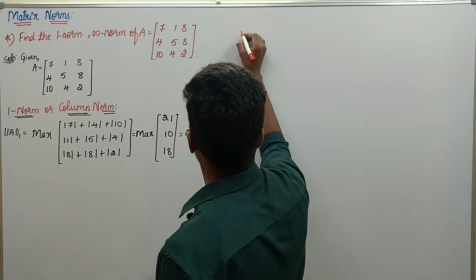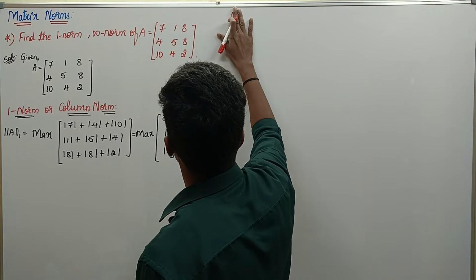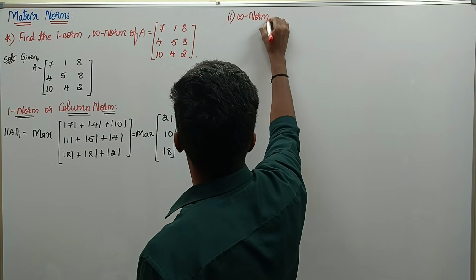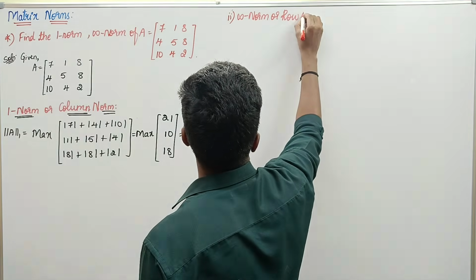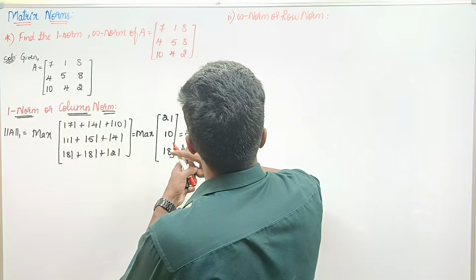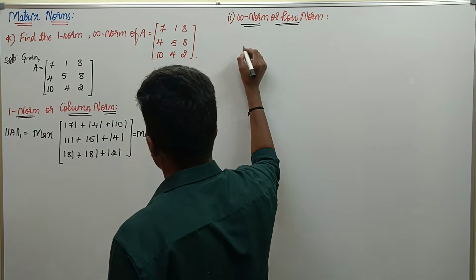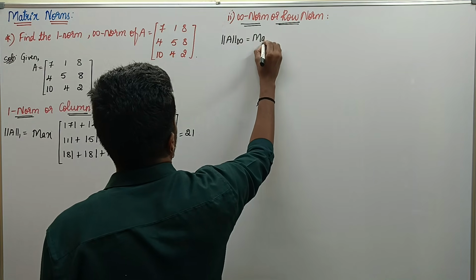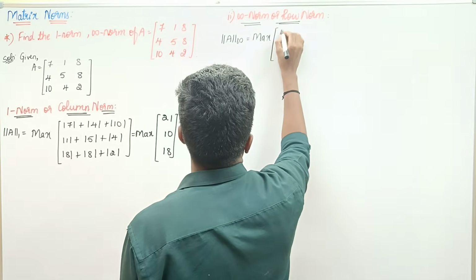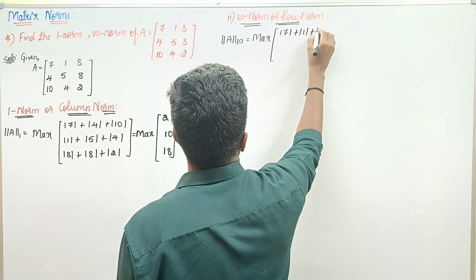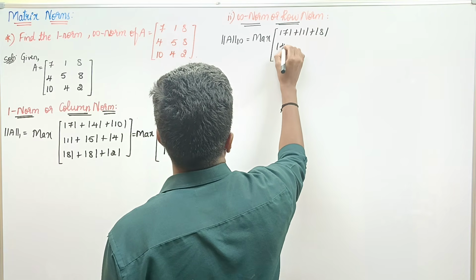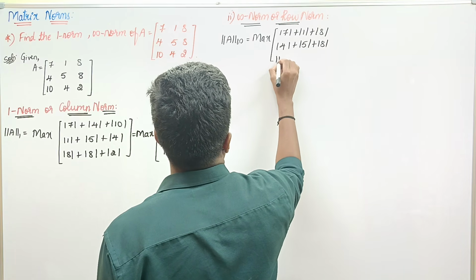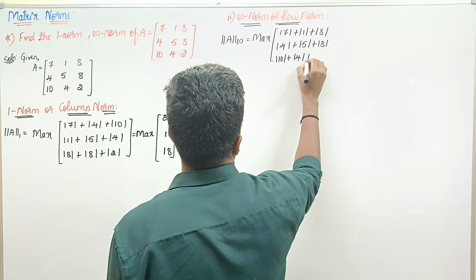Similarly, let us find infinity norm, the second one, or row norm. To find row norm, we have norm A infinity, which is equal to maximum of, you need to add row wise. That is modulus 7 plus modulus 1 plus modulus 8. Next modulus 4, modulus 5 plus modulus 8. Then modulus 10, modulus 4 plus modulus 2.